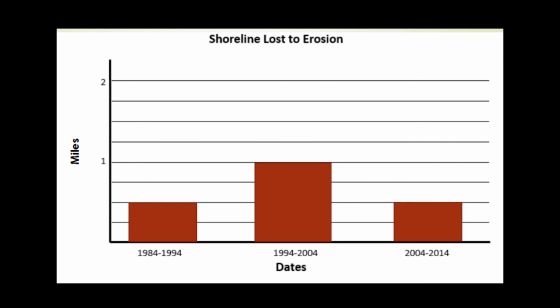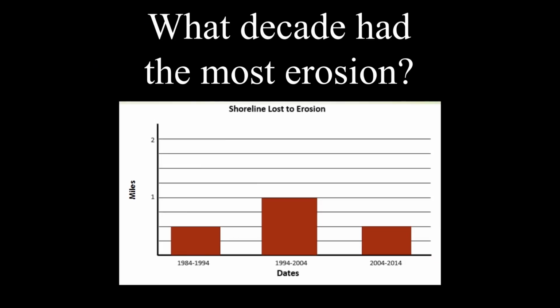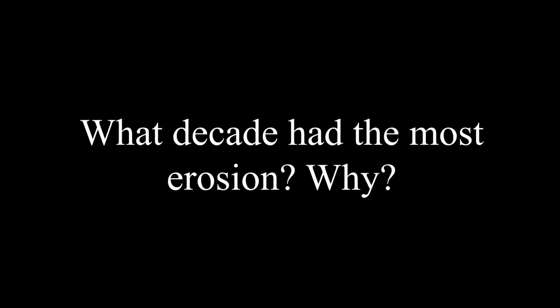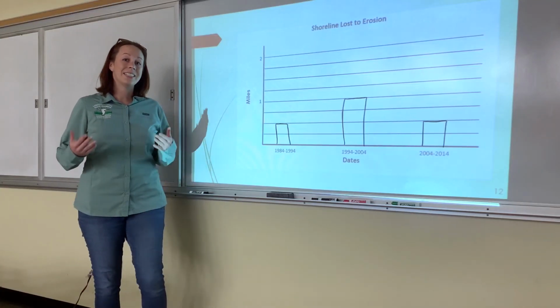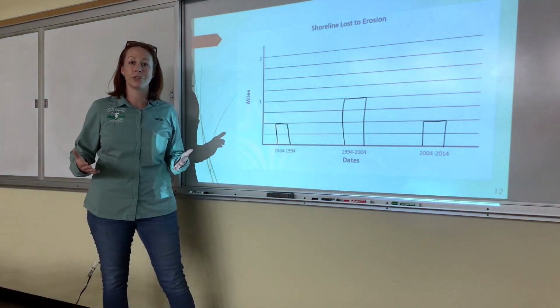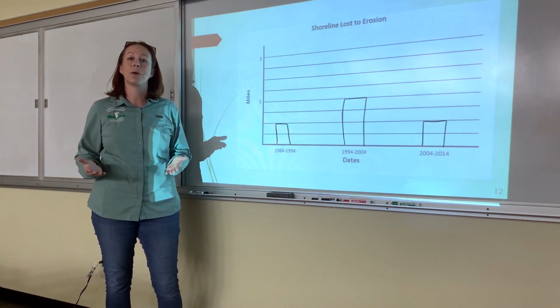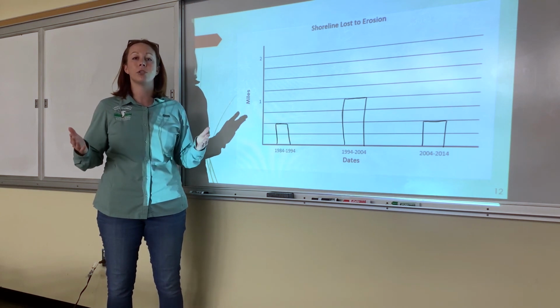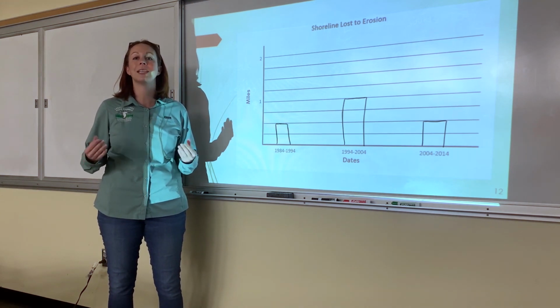Your graph should look like this. What decade had the most erosion? Pause the video now to discuss. The decade 1994 to 2004 had the most erosion. It was during this time that we lost an entire mile of shoreline due to construction and land development.